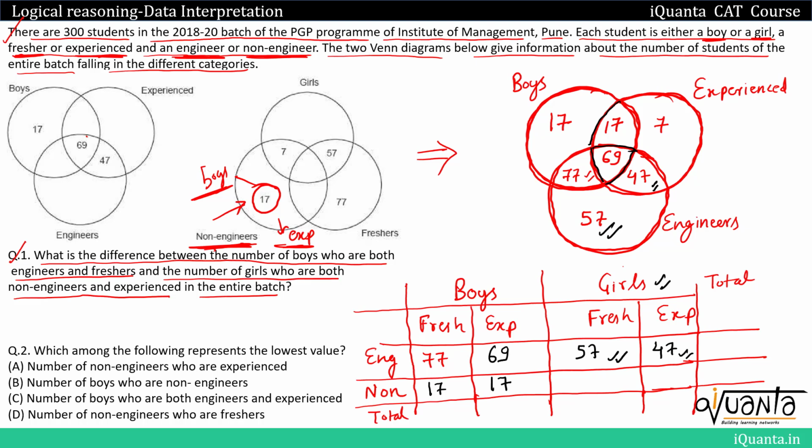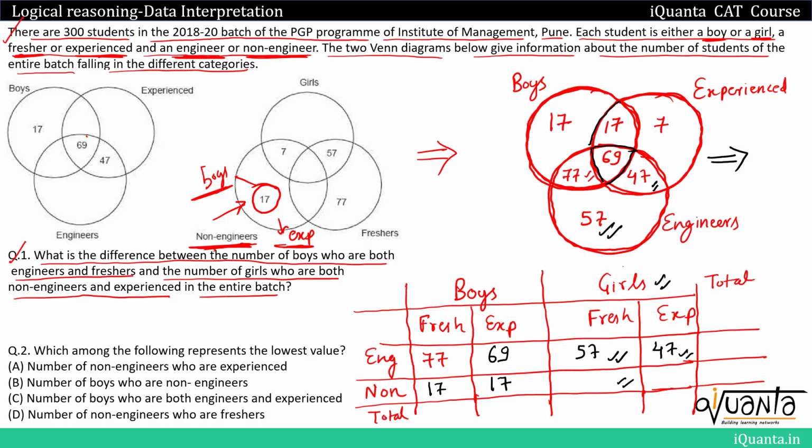Let us fill the next space, which is this particular space over here, which is representing girls, non-engineers and freshers. So girls means we'll come outside the set of boys, freshers mean we'll come outside the set of experienced, and non-engineers means we'll come outside the set of engineers. So in this case we are coming outside the set of boys as well, experienced as well and engineers as well. So that means we are coming directly out of this whole Venn diagram.